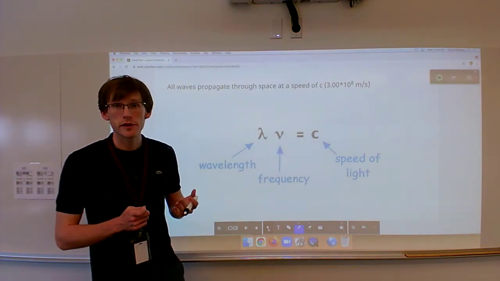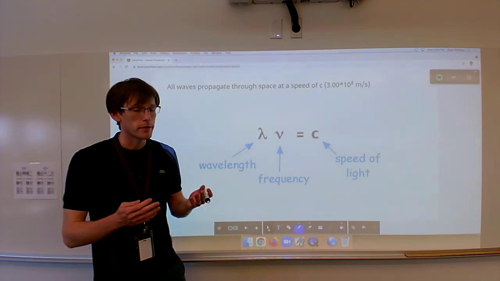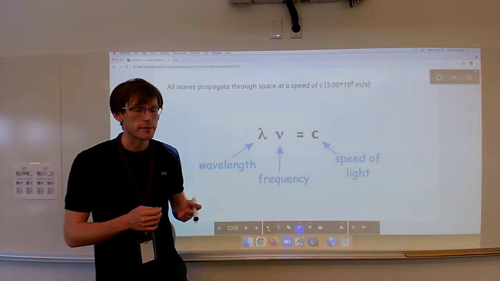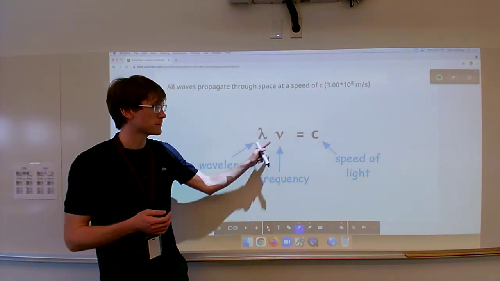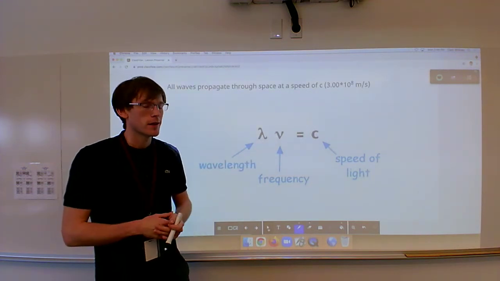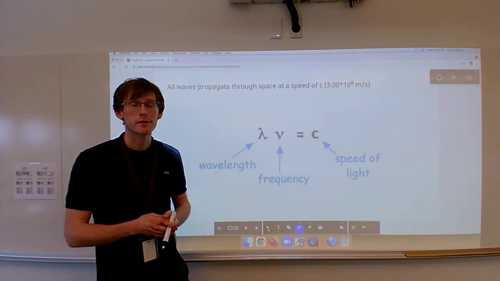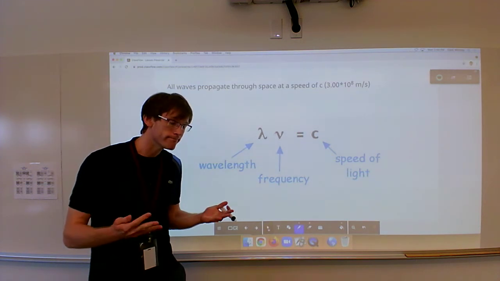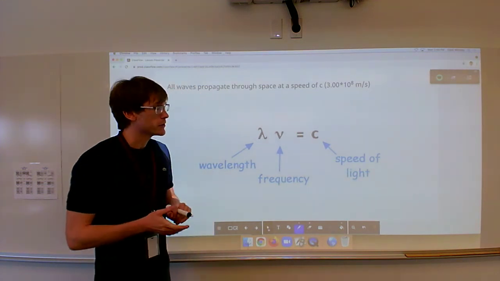For a terrible physics joke, if you ask a physicist or some chemist, what's nu? What's nu? They may respond, c over lambda. Didn't say it was a good joke.